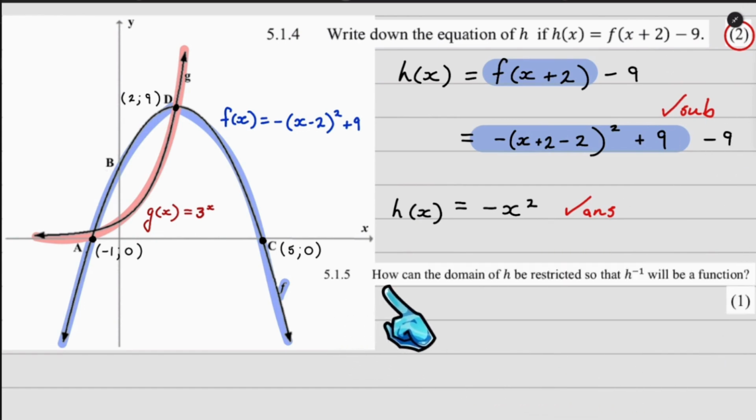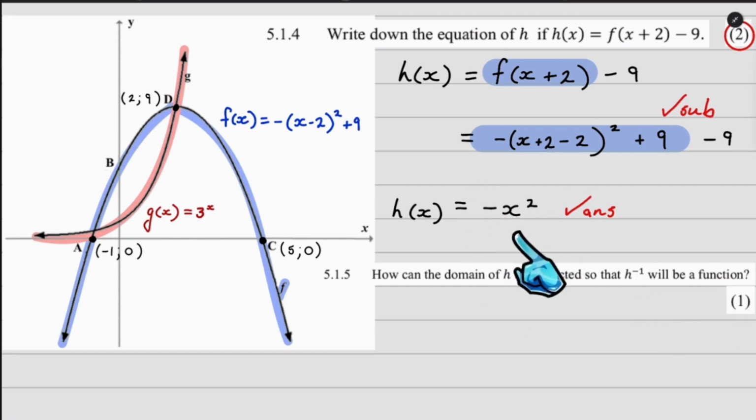5.1.5 asks us, how can we restrict the domain of h of x? This is h of x. None of these graphs are h of f. This is f and g. So we're looking over here. Restricted so that the inverse of h will be a function.